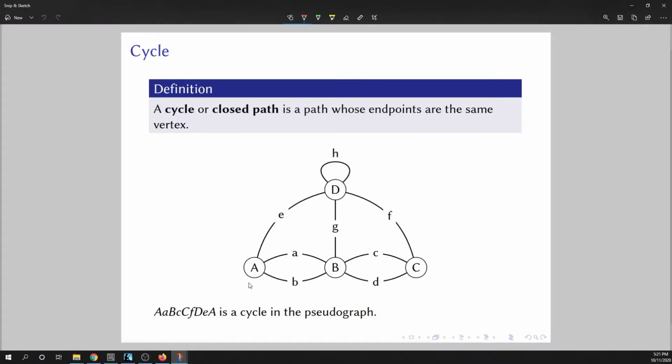All right, so here we're going to start at vertex A. So we're going to go to B via edge A, then from vertex B to vertex C using edge C, then from vertex C to vertex D using edge F, and then from vertex D to vertex A using edge E, like so. All right, so there is a cycle.